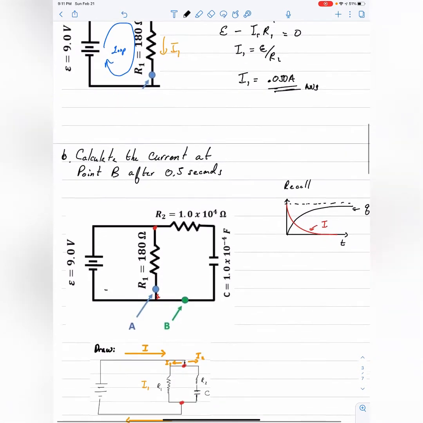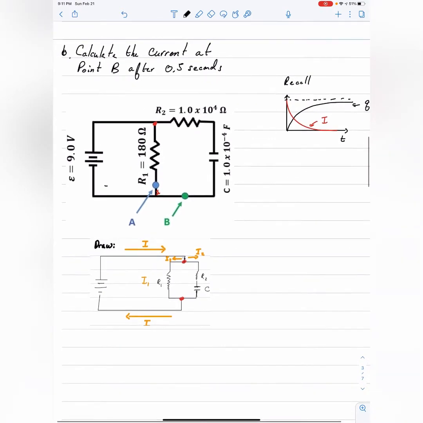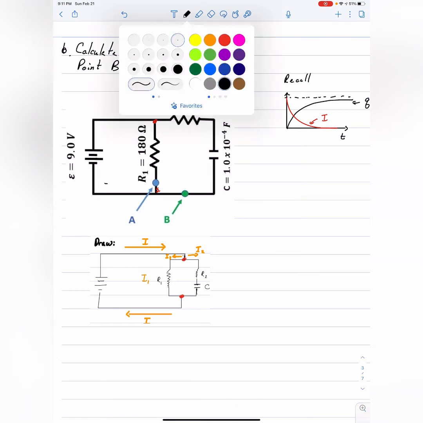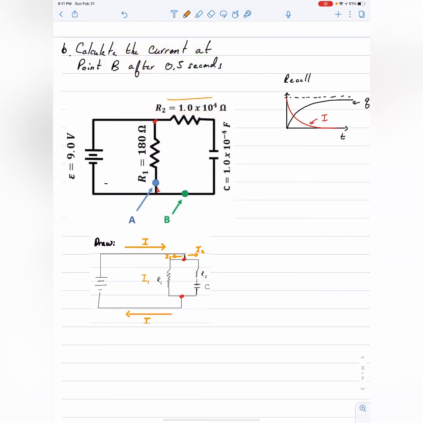Okay. Now we are at part B. So part B, I have a diagram here because I want you to see this. It's 0.5 seconds. Let's calculate the current after 0.5 seconds. And remember what I said, that the current in I2 is the only one that's actually being affected because it is going straight to the capacitor. But current 1 is not being affected at all because current 1 is on a completely different level.